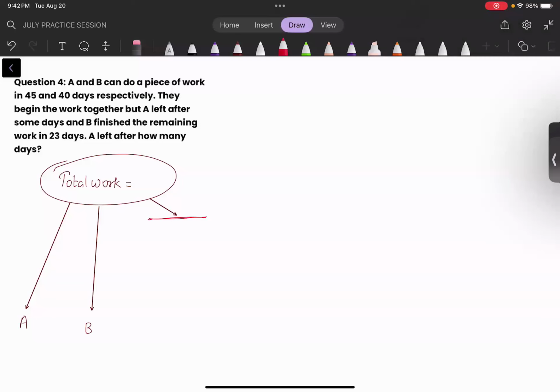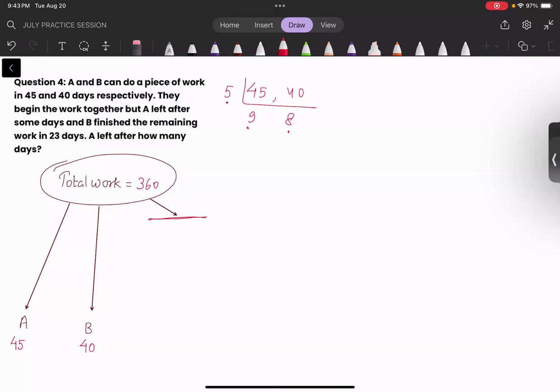Okay, so A and B can do a piece of work in 45 and 40 days respectively. Just carefully answer 45 and 40. Which multiple of 45 and 40 will you think? Multiple, not factor, multiple. So LCM, we have to calculate LCM. So 45 and 40. So 5 into 9, 5 into 8. So LCM will come out to be 8 into 5 into 9. 8 into 5 is 40, 40 into 9, 360.